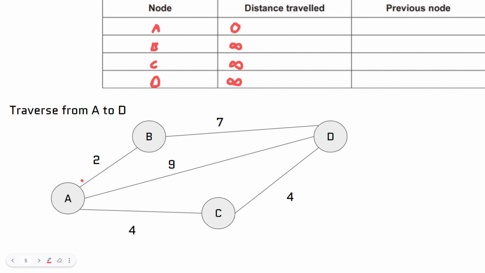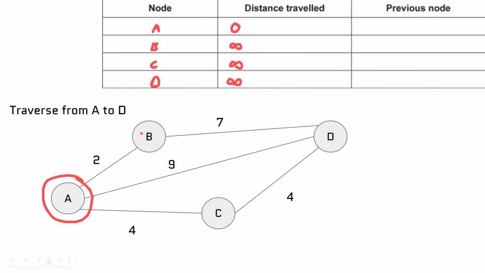So we consider A. We consider this node, and we look at all its neighbors, all of the neighbors. As you can see, A connects to B, C, and D. So it connects to all three.